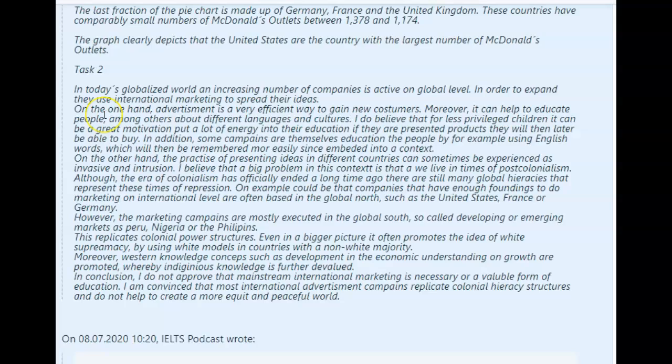All right, so here we go with your task 2. In today's globalized world, an increasing number of companies is active on a global level. In order to expand, they use international marketing to spread their ideas. Okay, this is not a full introduction, Tilda. You're missing some information here.